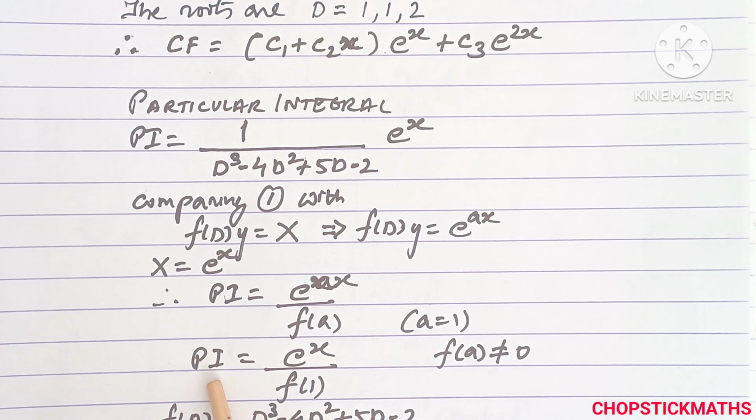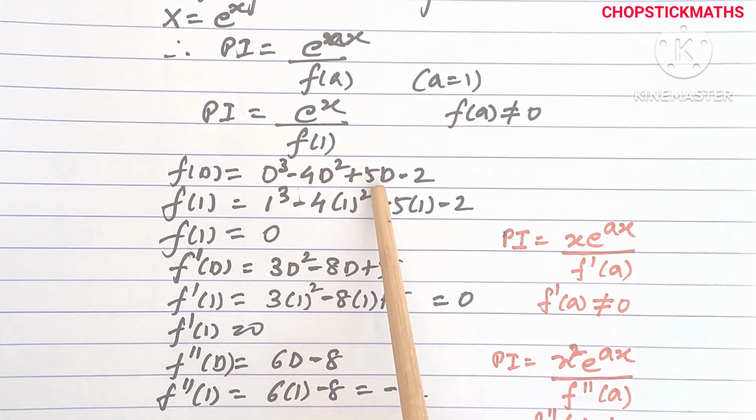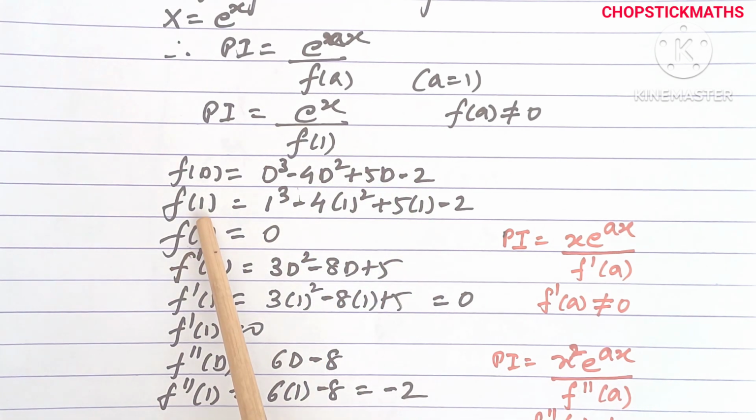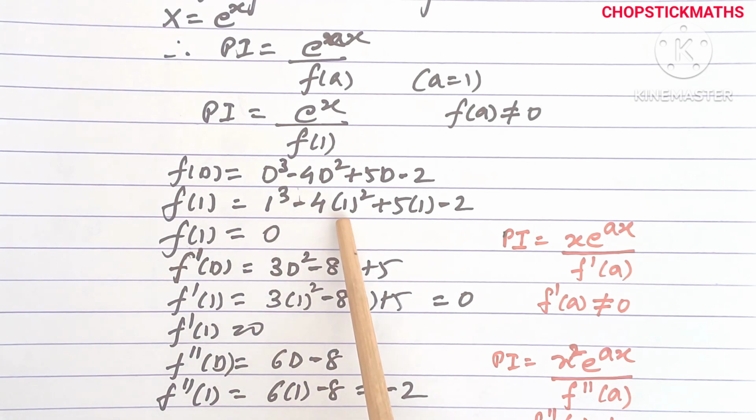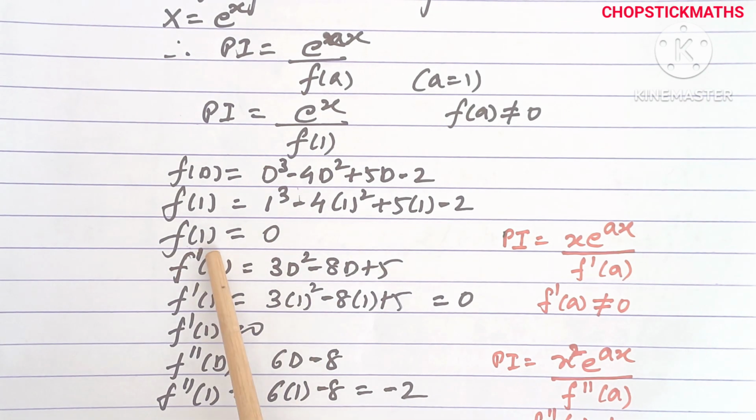Now, the particular integral PI will be equal to e raised to x upon f of 1, and a here is 1. Now, we can see that f of D is equal to D cube minus 4D square plus 5D minus 2. Therefore, f of 1 will be equal to 1 cube minus 4 into 1 square plus 5 into 1 minus 2. That is f of 1 is equal to 0. However, f of 1 should not be equal to 0, but we calculated that f of 1 is equal to 0. Therefore, the particular integral now will be x into e raised to x upon f prime of a.